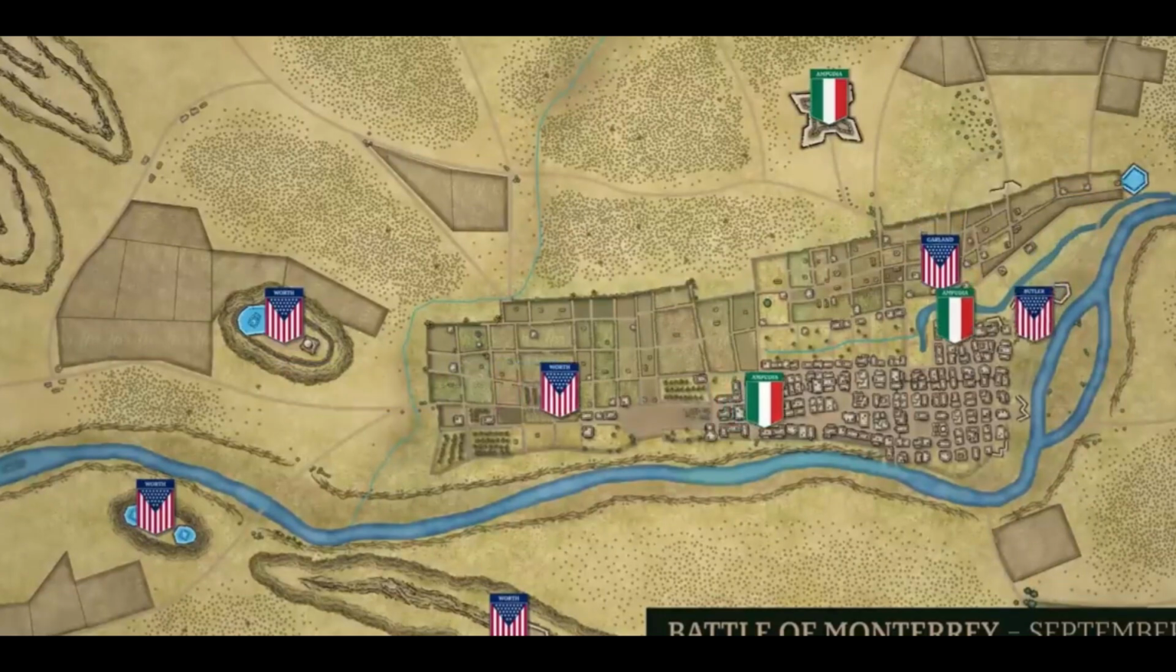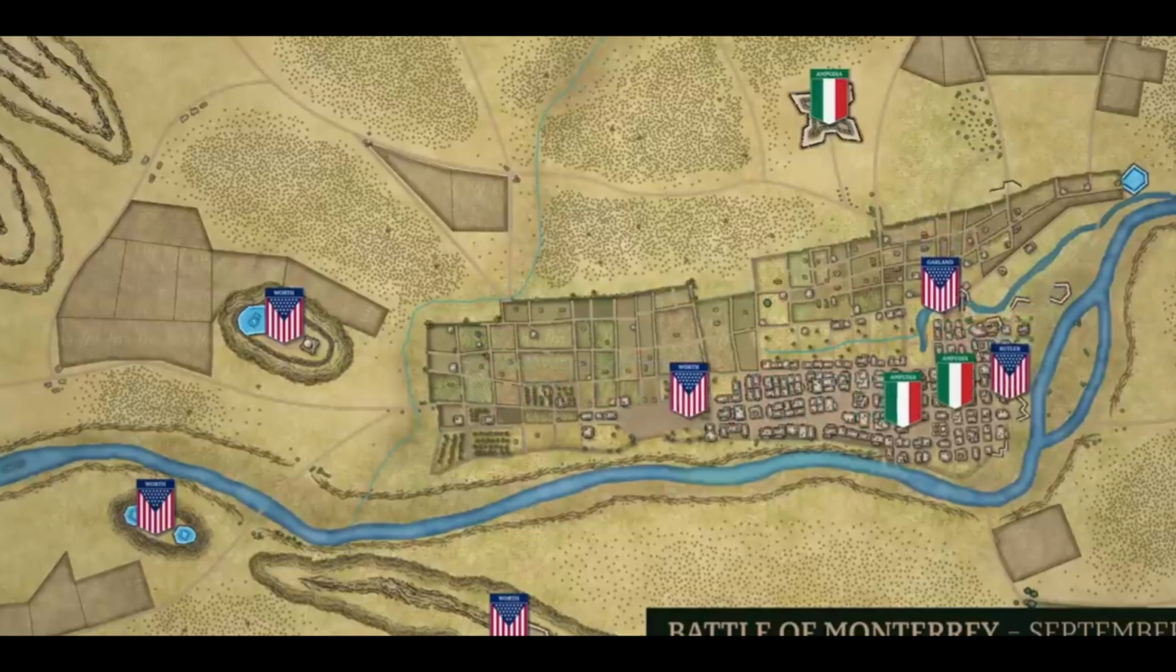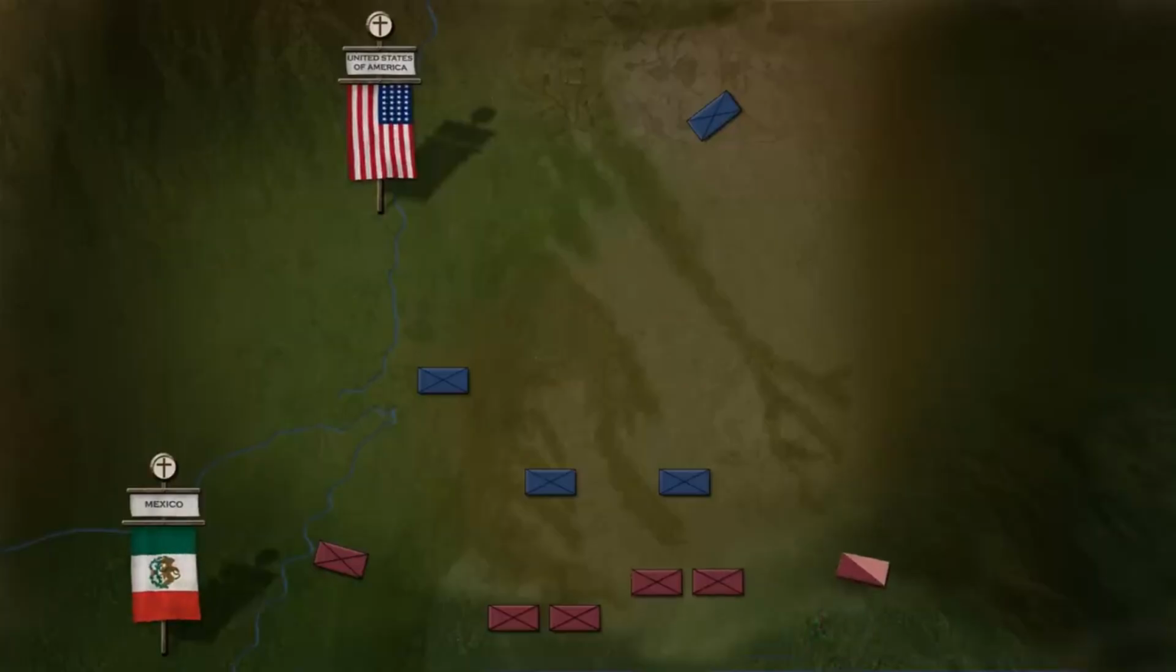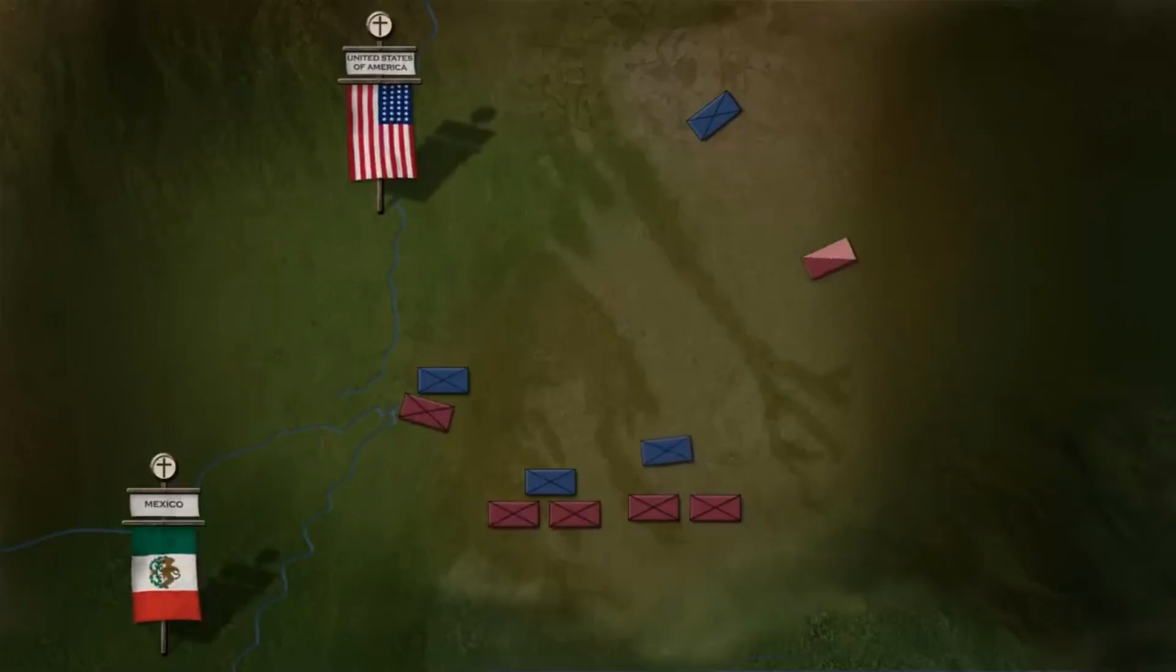In March 1847, nearly 12,000 American troops arrived by sea at Veracruz, Mexico's most important Gulf Coast port. The landing itself was historic. It was the first large-scale amphibious operation in American military history. Thousands of soldiers came ashore in carefully coordinated waves while naval forces provided support from offshore.